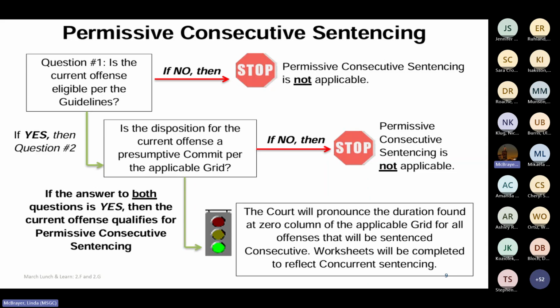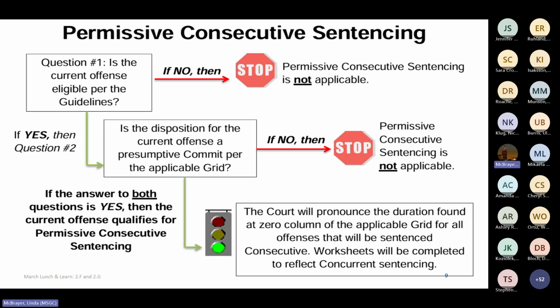It doesn't matter. Even if it's on the grid, we have to have, or on that list, excuse me, we have to have both of those as a yes. As soon as you hit a no, you are done with determining whether or not permissive consecutive sentencing is eligible without departure. So when the answer to both of those questions is yes, then the court imposes the duration at the 0 column of the grid for all of the offenses that will be sentenced consecutive.